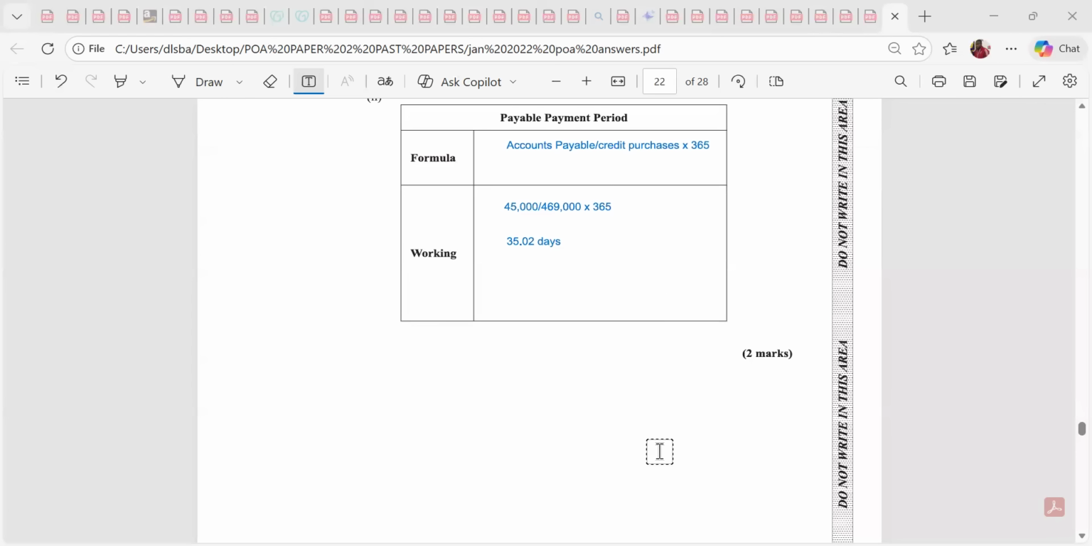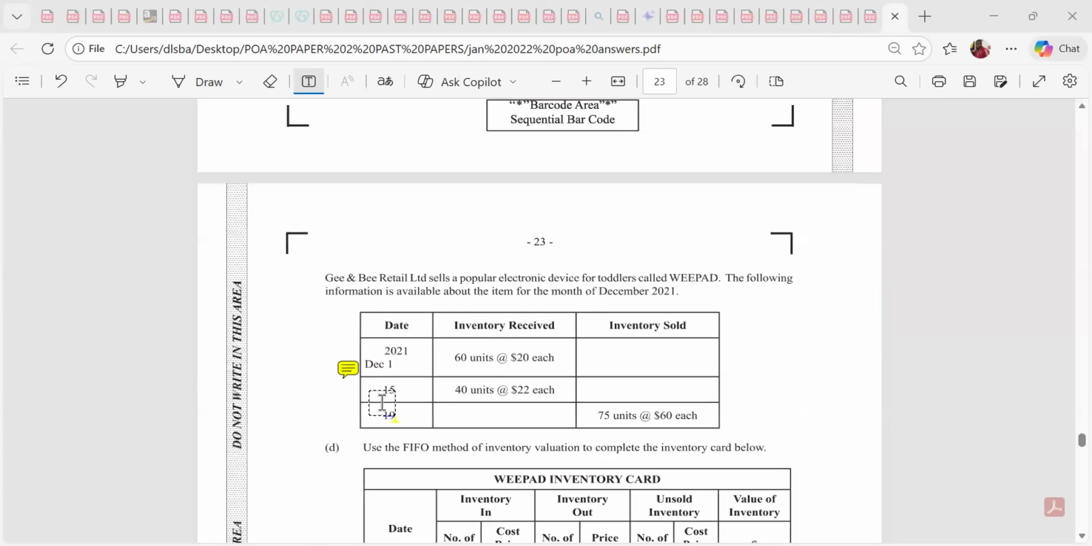Again, you need to learn the formulas. Don't say I didn't say, because I know I said.